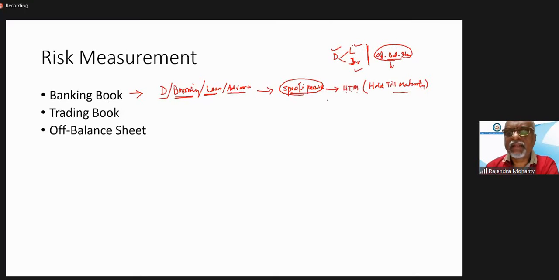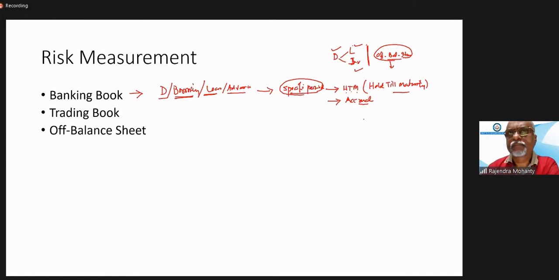Another characteristic of these banking book transactions is that the system of accounting followed here is called the accrual system of accounting. Accrual means that when the interest is accrued, only then will it be applied. Before that, it is not applicable.